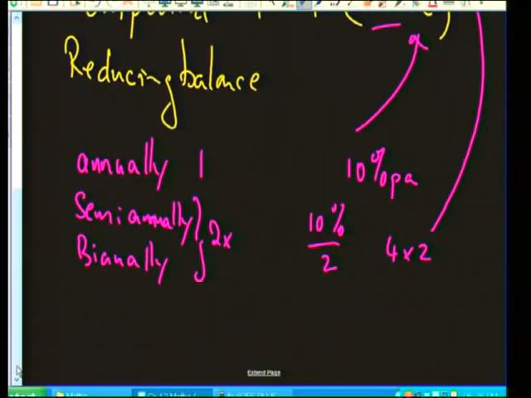And that carries on for monthly, 12 times a year, for quarterly, 4 times a year, and in real life it happens daily, where they take the interest rate and they divide it by 365,25, and that's going to happen 365,25 times a year.